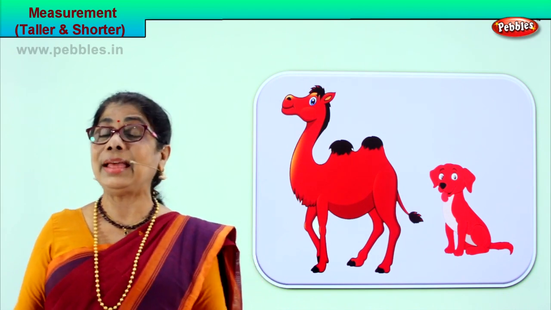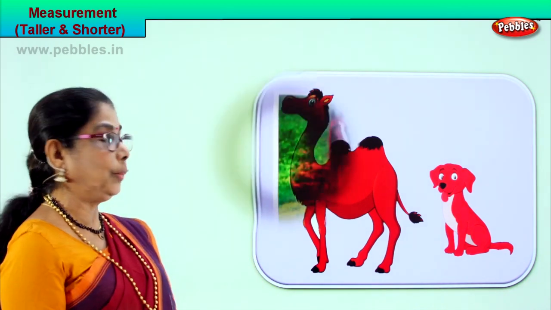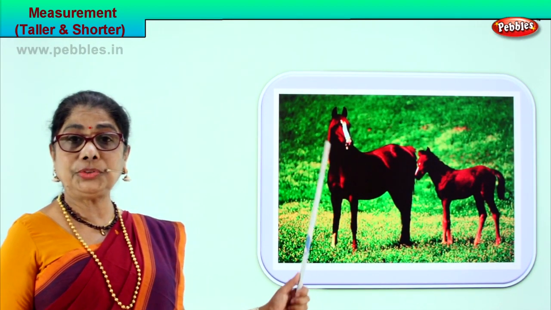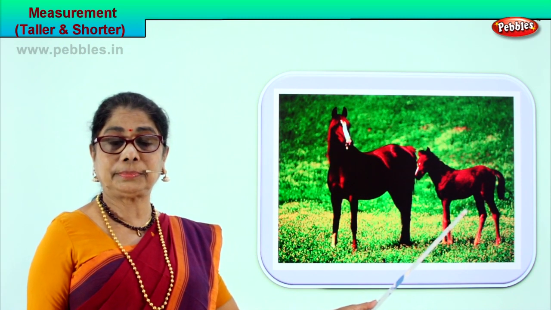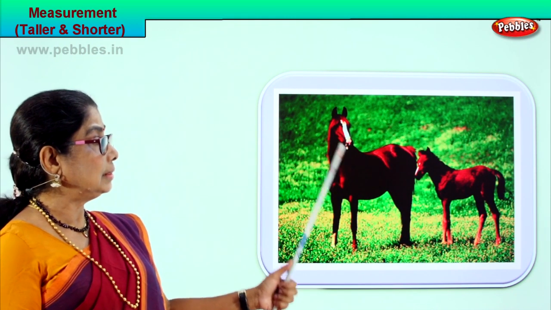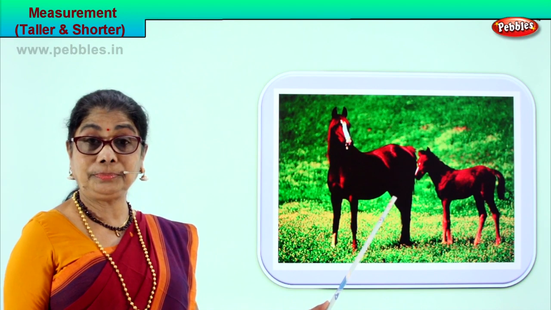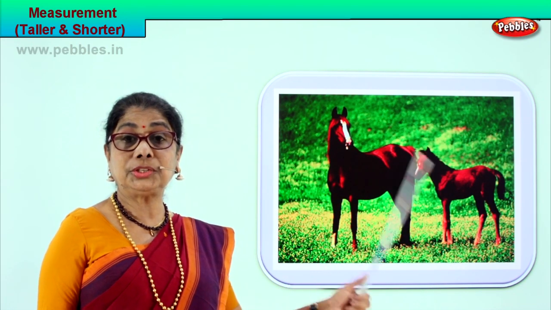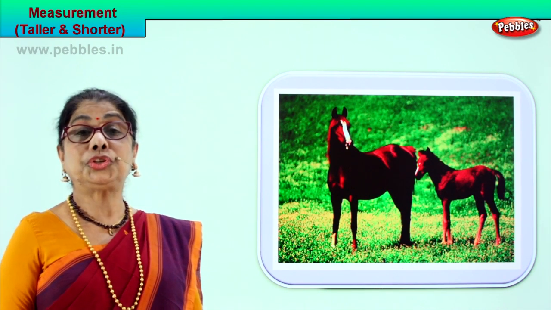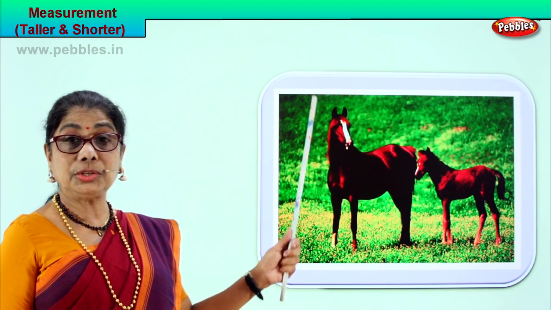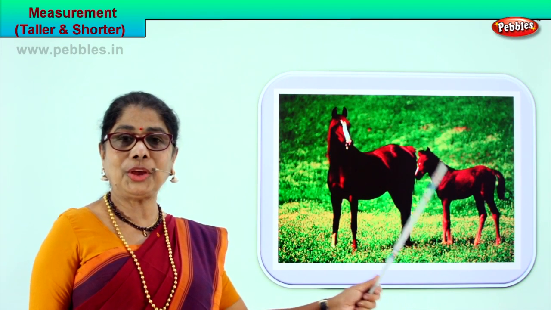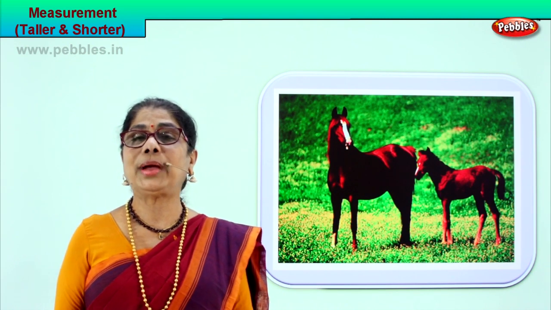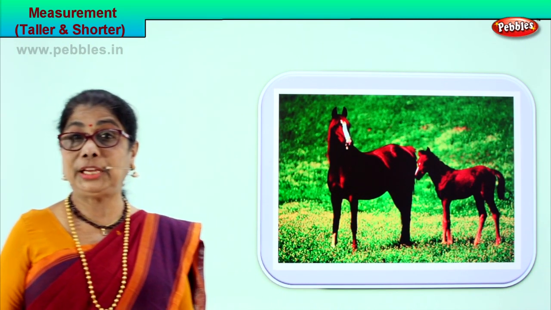Let's take another picture. Look what we have. Look, we have two horses here. One is tall and one is short. Yes, this horse is taller than this horse. Taller, shorter. This horse is shorter than this horse. Taller, shorter. Now you are understanding what is taller and shorter? Yes.